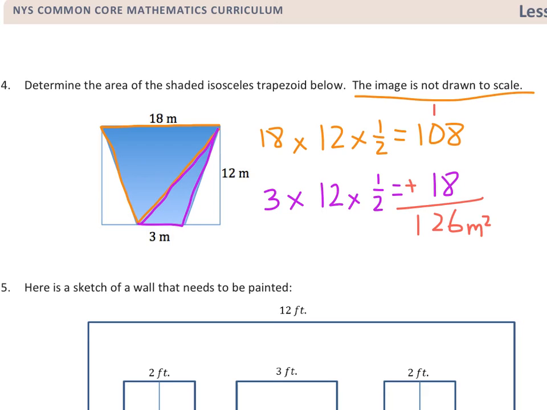But are they really perfectly cut in half? I don't know. So what I did is cut it into 2 triangles because I know this is 18 and I know the height is 12. So 18 times 12 times a half is 108. I also know this base is 3 and its height is 12. So I did 3 times 12 times a half and got 18. When you add 108 and 18, you get your area of 126 meters squared.